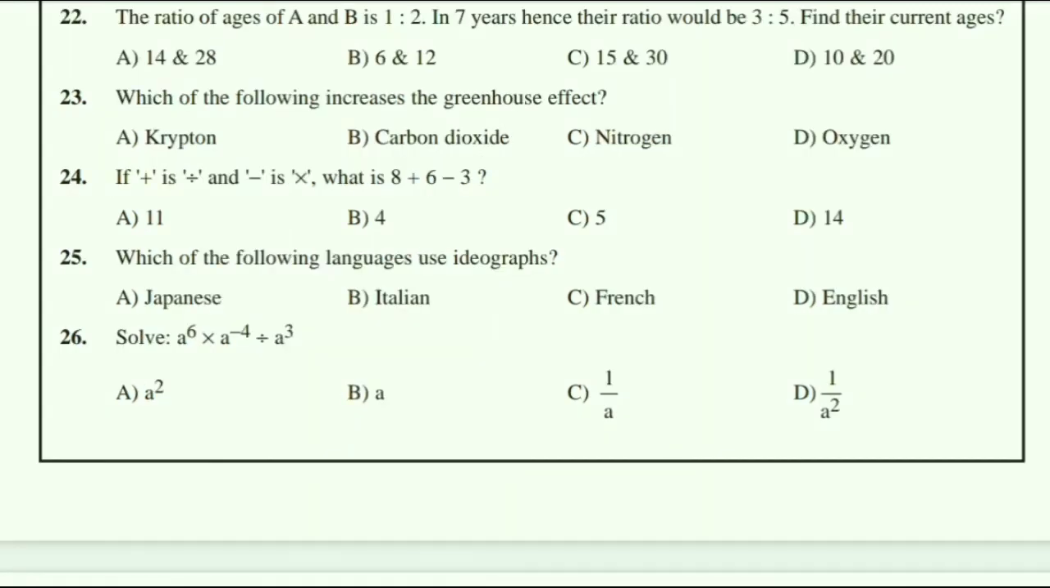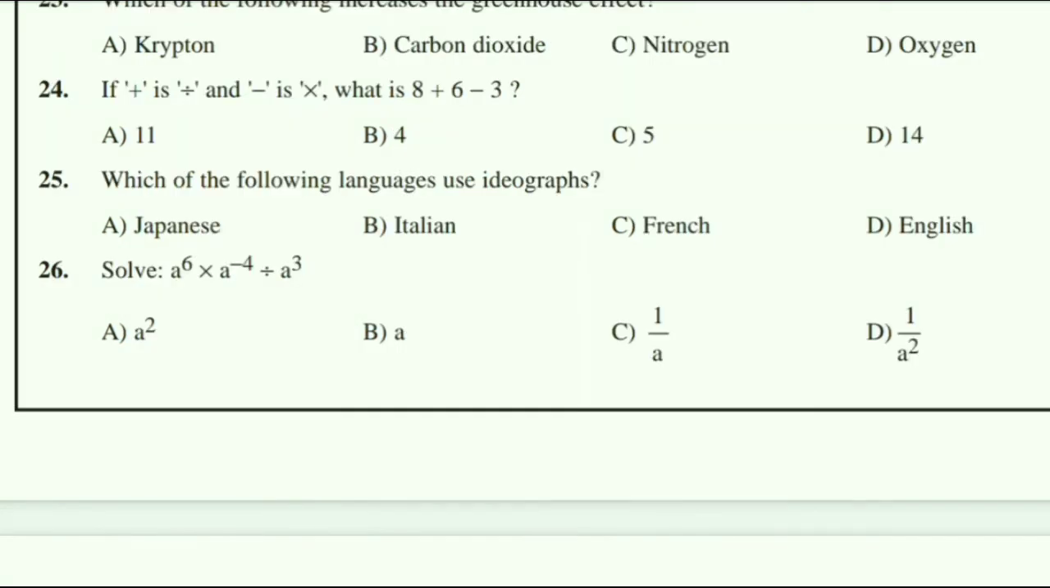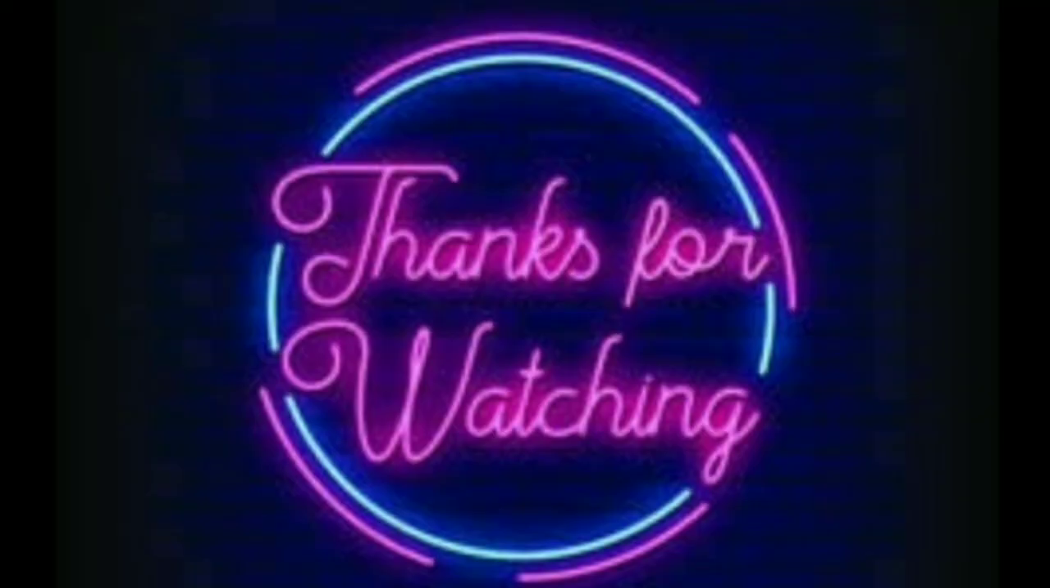Solve a power 6 multiplied by a power minus 4 divided by a cube. First multiply a power 6 with a power minus 4. Here the bases are common, so the powers can be added. 6 minus 4 gives a square, and divided by a cube gives 1 by a.